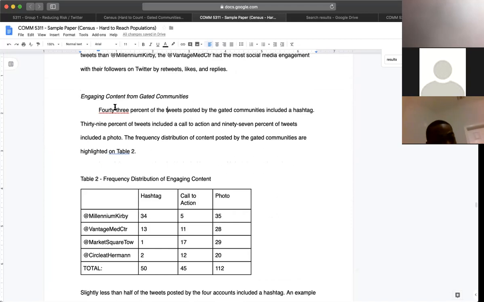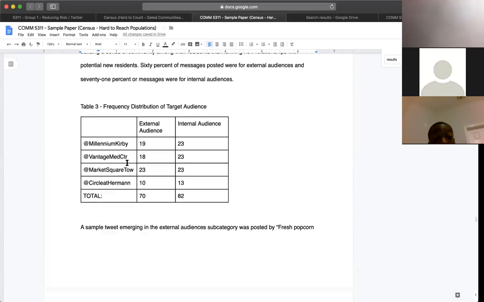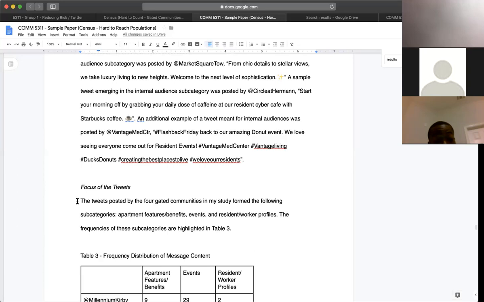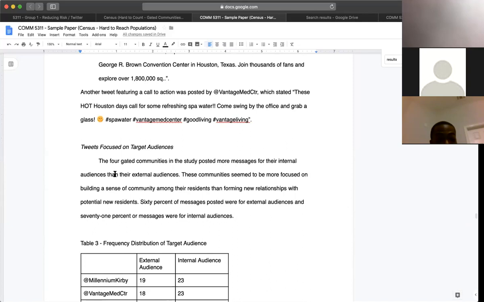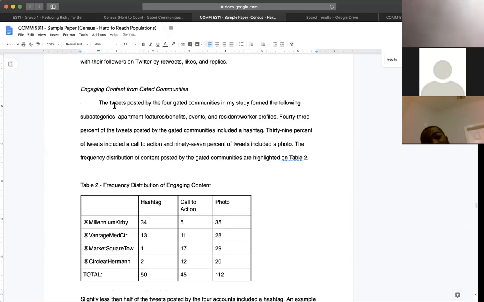Change always happens. One thing that I will do while you guys are on it, it says 43% of the tweets posted by the gated communities included a hashtag. I need to introduce this section, and so I'm actually going to scroll. Was it the last one? Yeah. I realized when I started writing this the other night, I needed to add something. So I'm actually going to take from the last paragraph and post it here. But it says the tweets posted by the 4 gated communities in my study form the following subcategories.